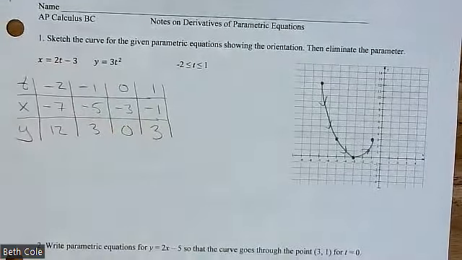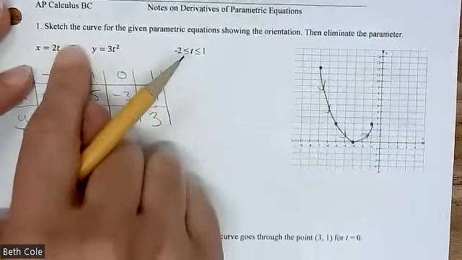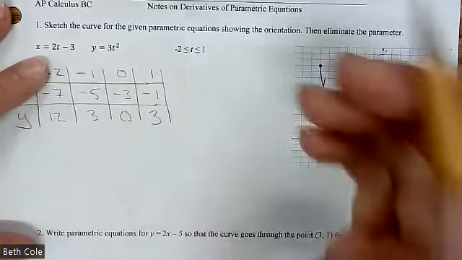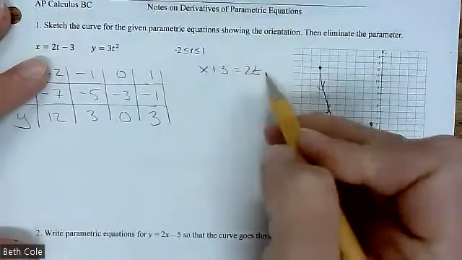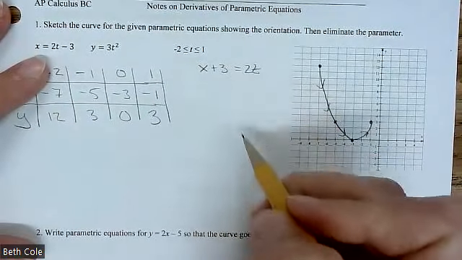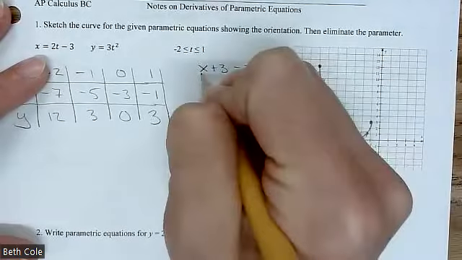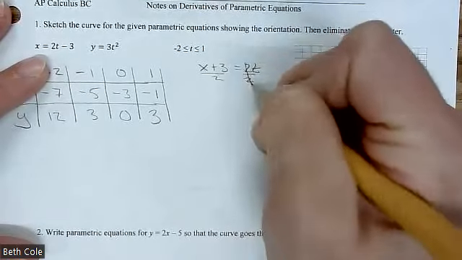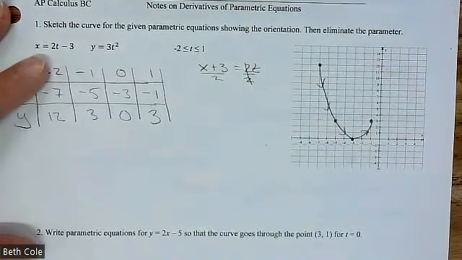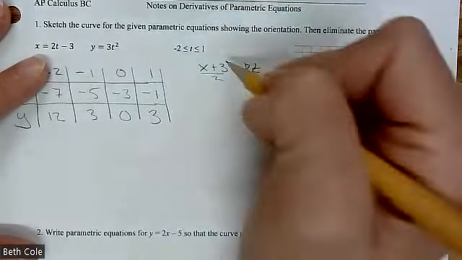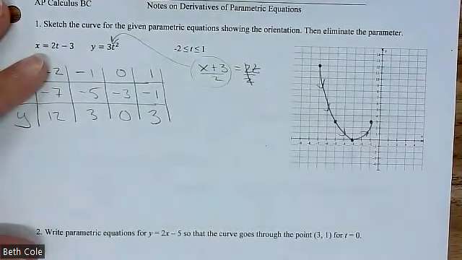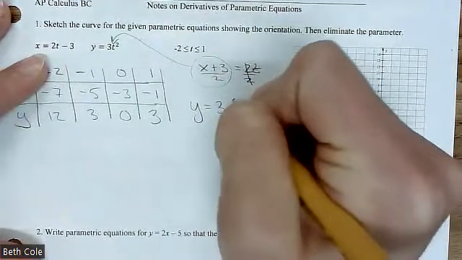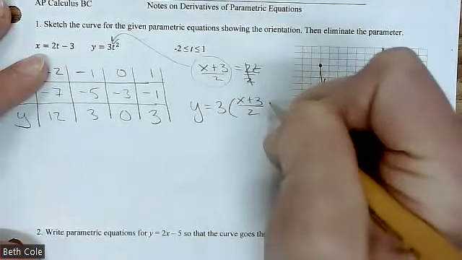All right, so welcome to algebra. How would we start getting t by itself for that? Yeah, add 3, so we'd have x plus 3 equals 2t. Sorry, I just came over here because that's where I had space. And then, yeah, x plus 3 over 2. So you're going to take that and substitute it in for t in the other equation. So you get y equals 3 times all of that squared.